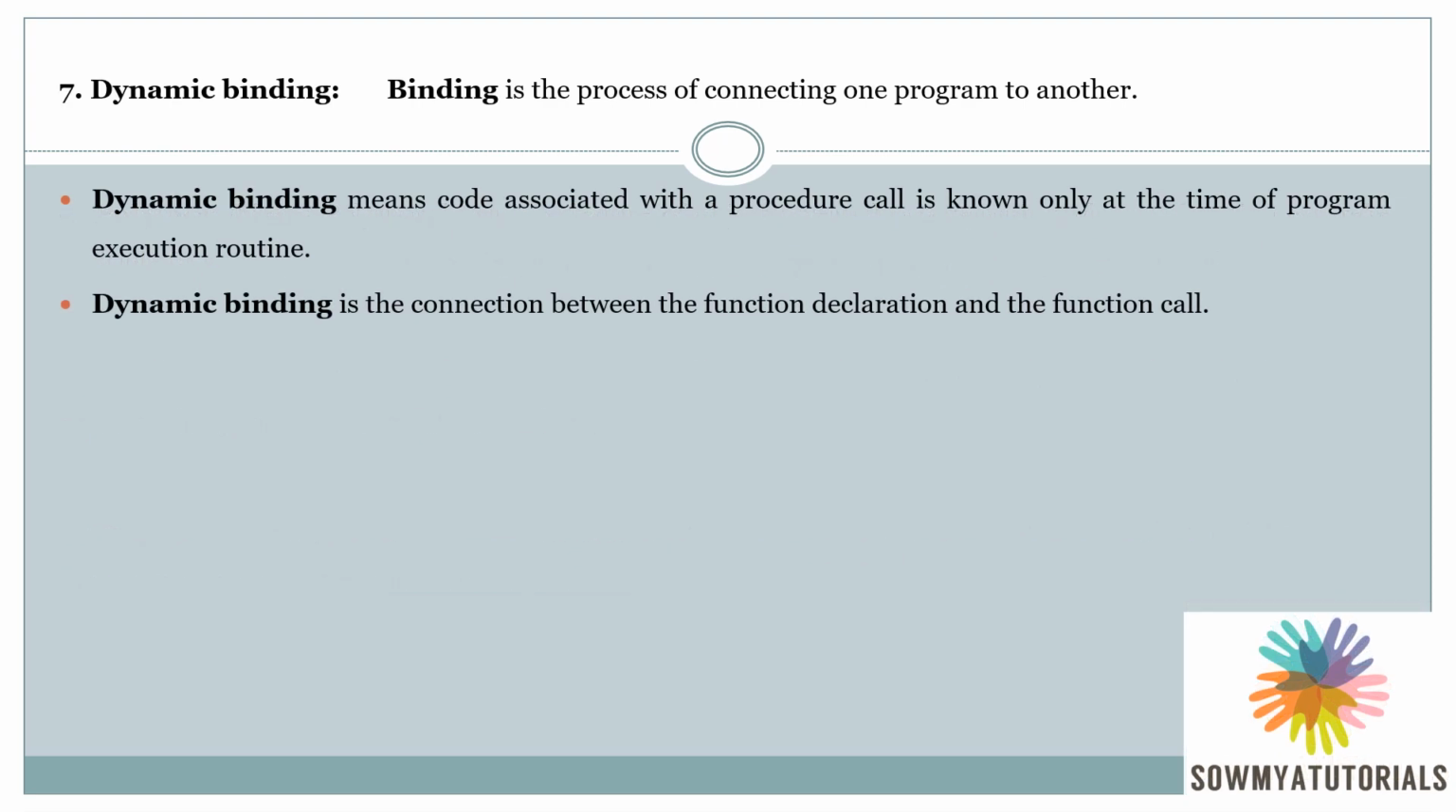The next is dynamic binding. Binding means the process of connecting one program to another program. So what is dynamic binding? The code associated with the procedure call is not known until the time of program execution. This is called dynamic binding. Simply put, it is the connection between the function declaration and the function call.